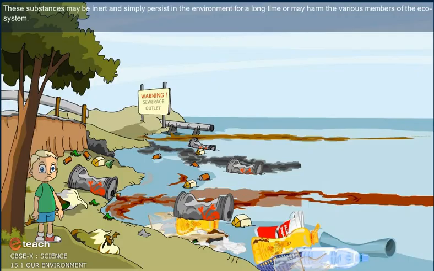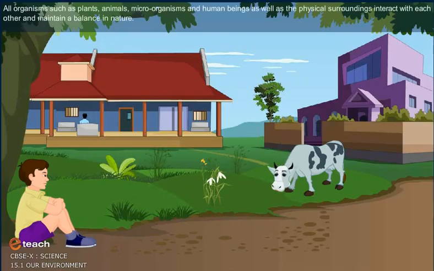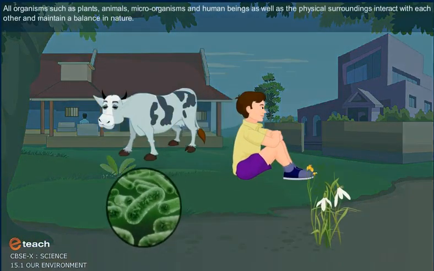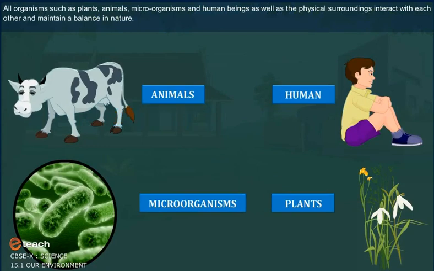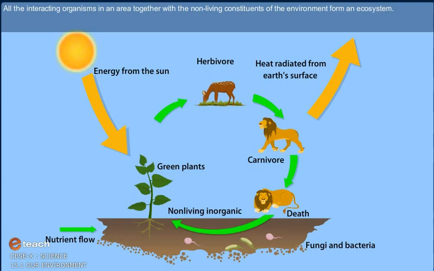members of the ecosystem. All organisms such as plants, animals, microorganisms, and human beings, as well as the physical surroundings, interact with each other and maintain a balance in nature. All the interacting organisms in an area, together with the non-living constituents of the environment, form an ecosystem.